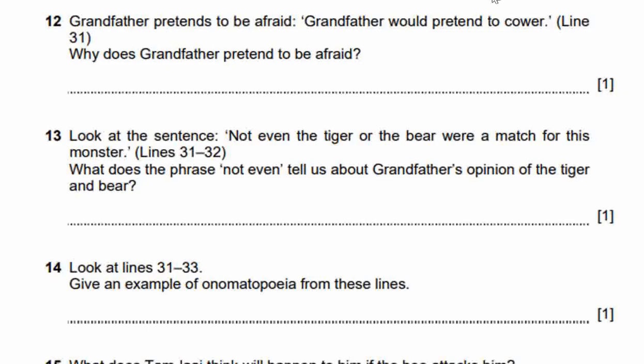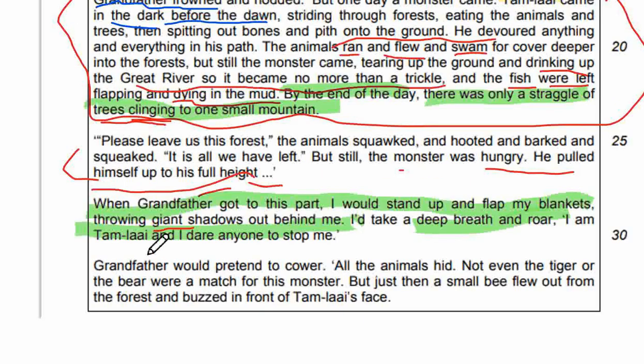Question 12, grandfather pretends to be afraid. Grandfather would pretend to cower. Line 31, why does grandfather pretend to be afraid? Let's check line 31. Here we go, line 31. Grandfather would pretend to cower. All the animals eat, not even the tiger or the bear were a match for this monster. So all the animals were scared. So let's type one answer down.